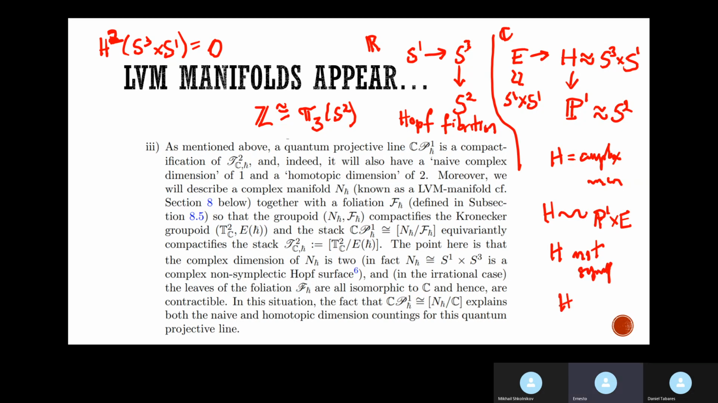Therefore, H is not Kähler. So it's not symplectic, it's not scalar, but it is a complex manifold. S3 cross S1 is a complex manifold called the Hopf surface. It fibers over P1 by elliptic curves. So it's an elliptic fibration over P1. This is because it's of dimension 2 complex, 4 real dimensions. It is a complex surface called an elliptic surface.